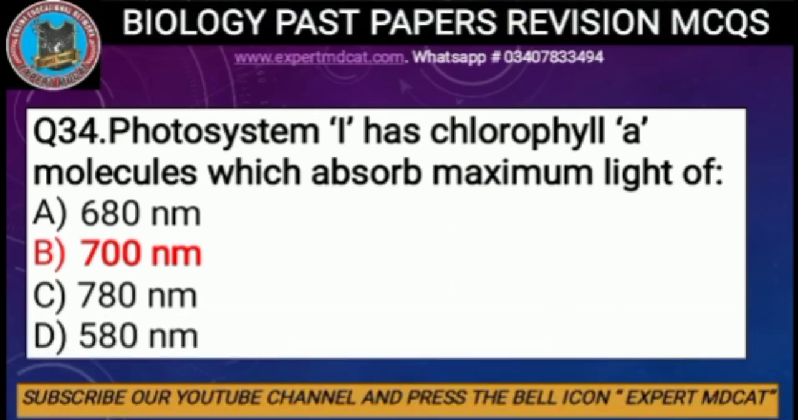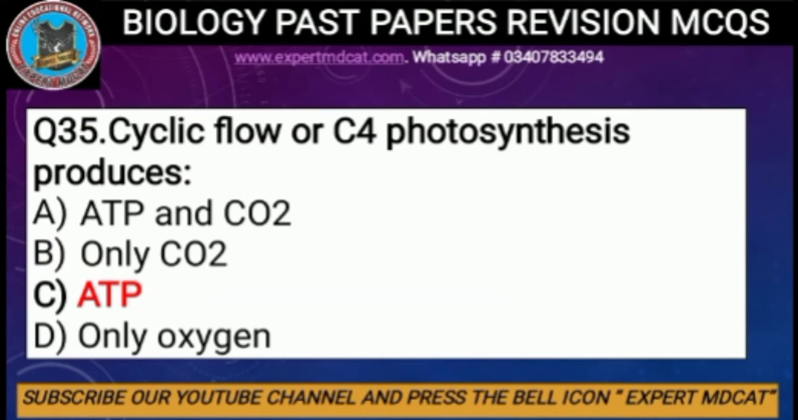Question number 35: cyclic flow of photosynthesis produces ATP and carbon dioxide, only carbon dioxide, ATP, only oxygen. Here the correct option is C, that is ATP. And non-cyclic produces ATP, NADPH and O2, but here cyclic photosynthesis produces only ATP.